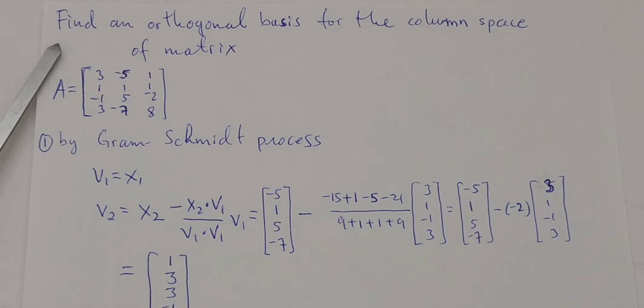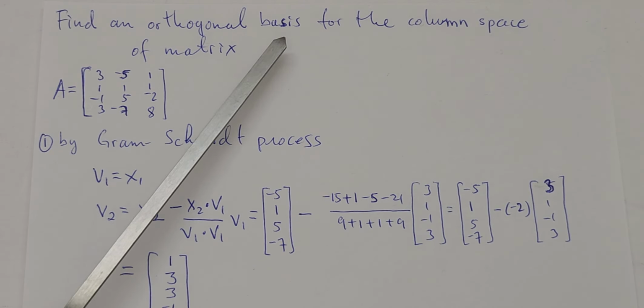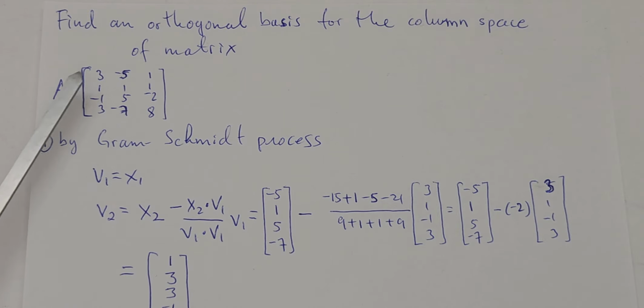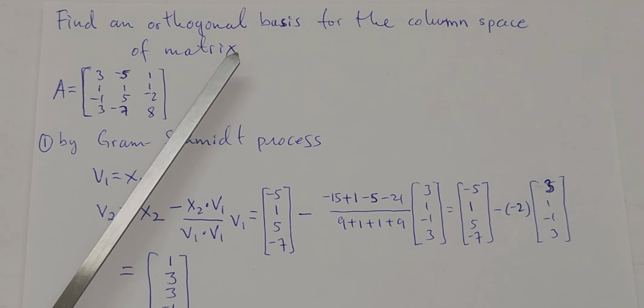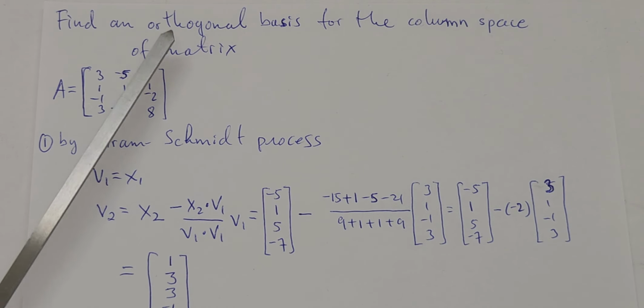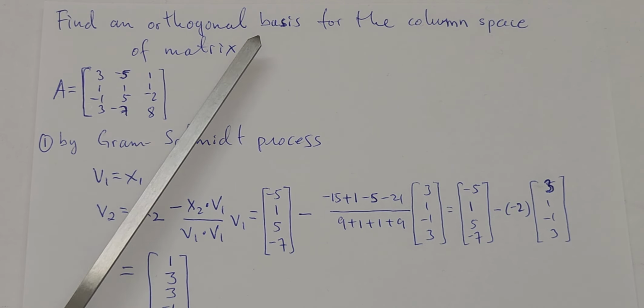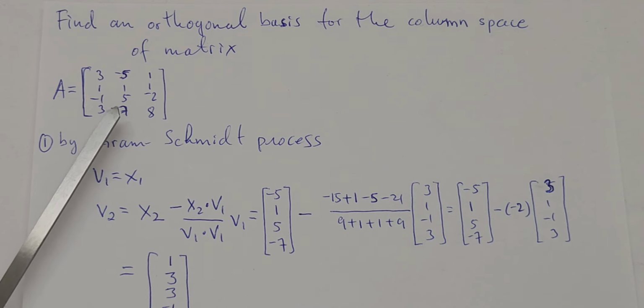This lesson is find an orthogonal basis for the column space of matrix A. We will use the Gram-Schmidt process to help us find the orthogonal basis for matrix A.